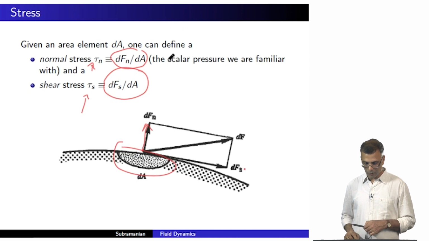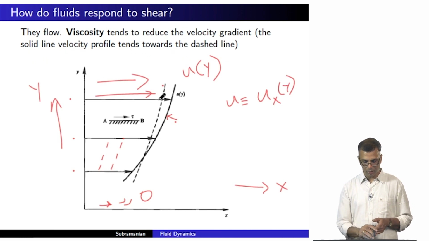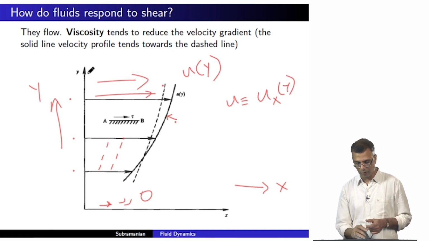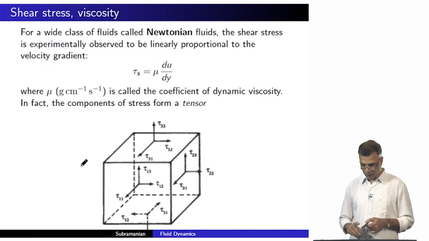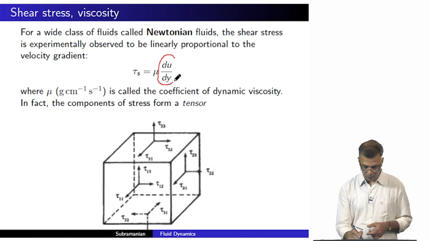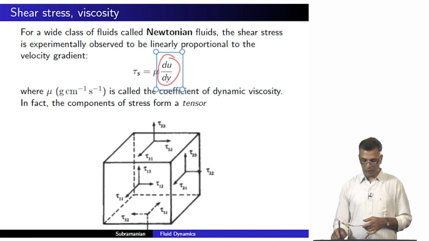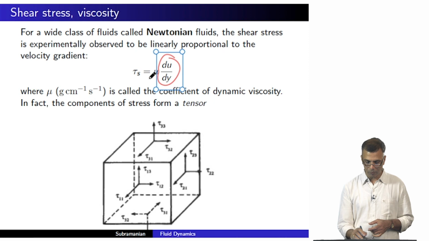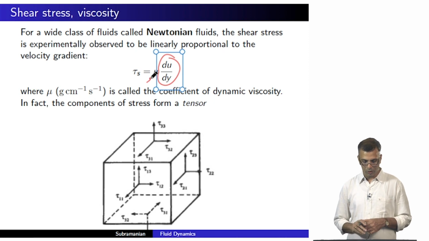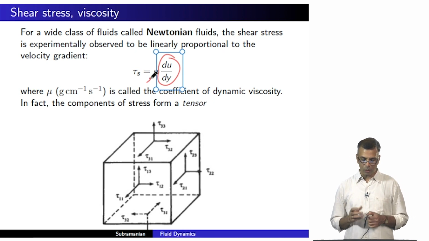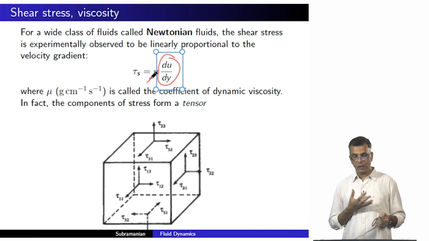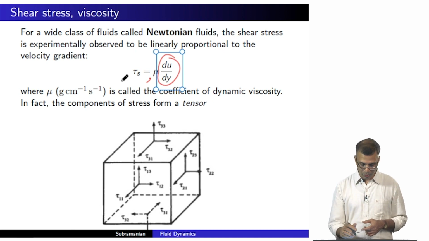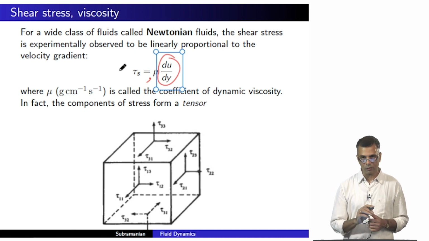So the velocity gradient we encountered here: there's a gradient of the x component of the velocity as a function of y, right? So that's what this is. This is the du/dy that we encountered. Turns out that the shear stress is linearly proportional to it, and the proportionality constant is this mu. And this mu is called the coefficient of dynamic viscosity. Okay, so you can see how intimately connected the concept of viscosity is with the concept of stresses.